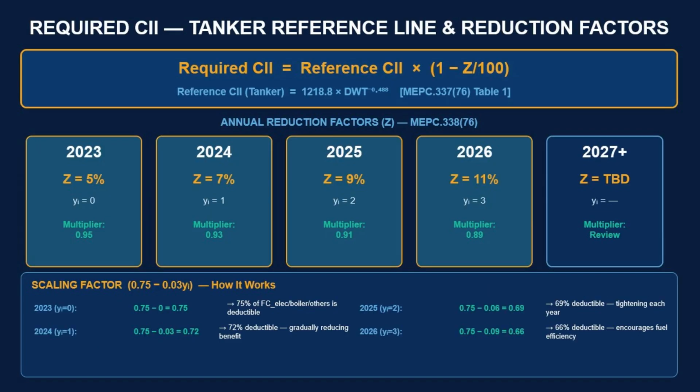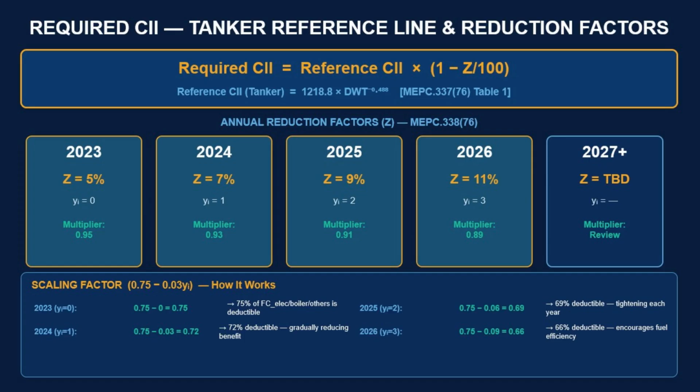Required CII is calculated using the reference CII multiplied by 1 minus the reduction factor Z divided by 100. For tankers, the reference line is 1218.8 multiplied by DWT raised to the power negative 0.488. The annual reduction factors are 5% in 2023, 7% in 2024, 9% in 2025, and 11% in 2026. The scaling factor controlling deductions also changes every year.